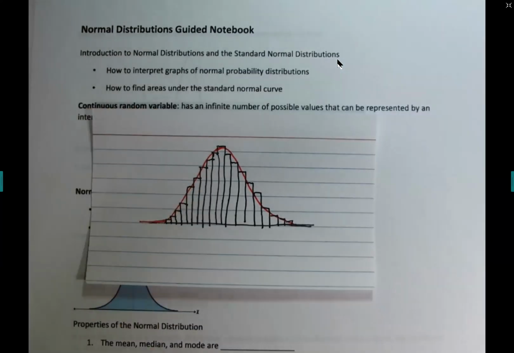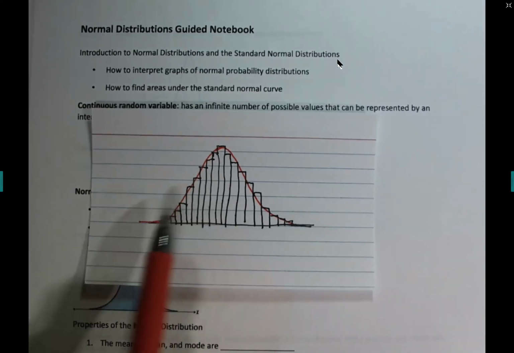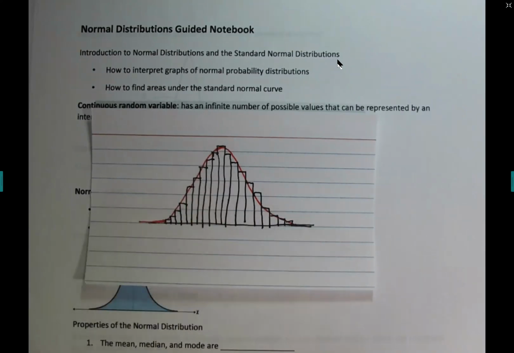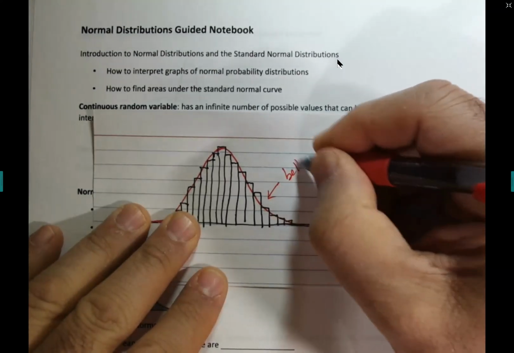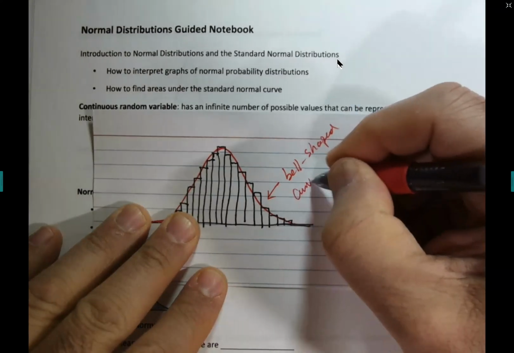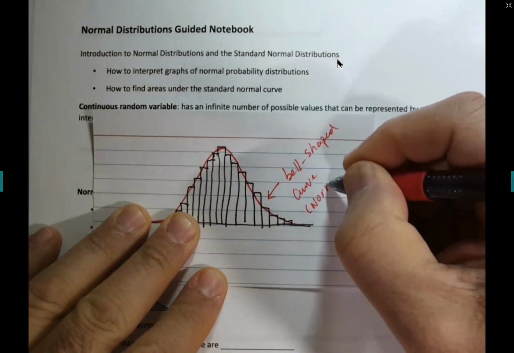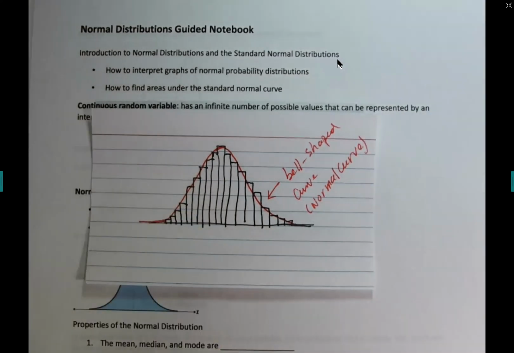Okay, if I have so many thin columns stacked together, it probably looks like a bell-shaped curve. Yes, it is a symmetric curve. And from now on, guys, they call it the bell-shaped curve. And in the book, they call it the normal curve. So normal means bell-shaped, means symmetric.